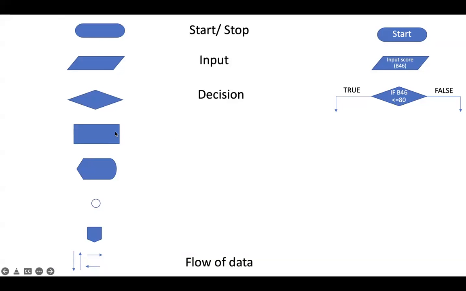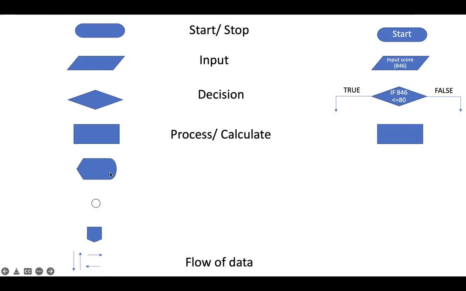The next one we have is the rectangle shape, which we call process or calculate. If you want to process or calculate anything, you write down the formula inside this rectangle. For example, we have B45 equals 10% times B46, something like that. You just enter the formula inside.